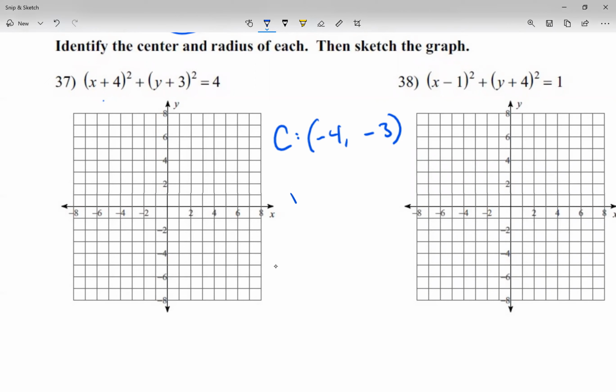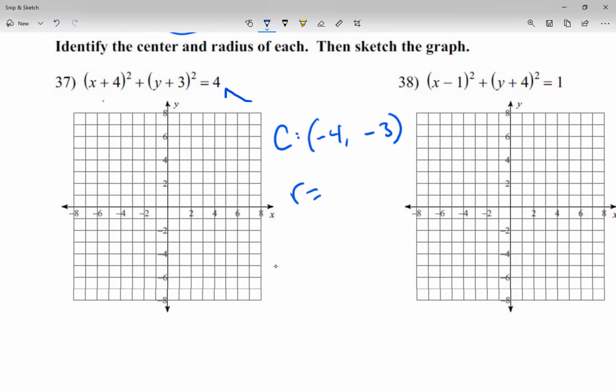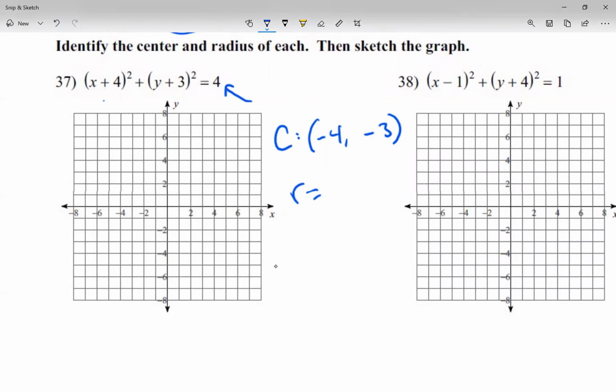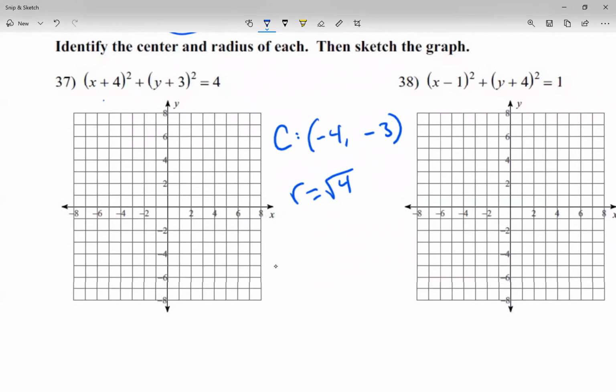Now the radius, I'm going to use this last number. The only thing is that this is radius squared. So I'm going to get the square root of that. For my radius, I'm going to do the square root of 4. I'm going to do the square root of the number by itself. I see everything is squared, so that is radius squared. I know the square root of 4 is 2. So I find that the radius is 2. I know the center. All right, so let me graph this.